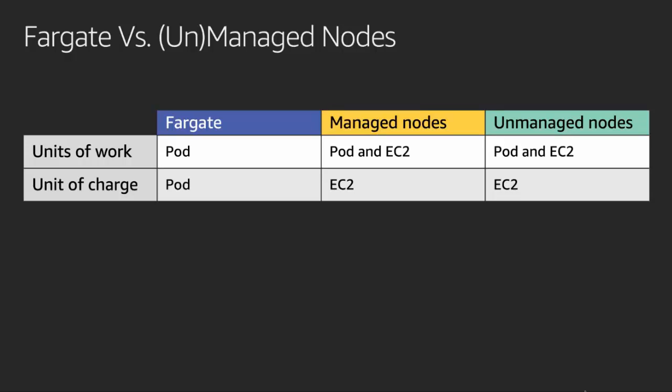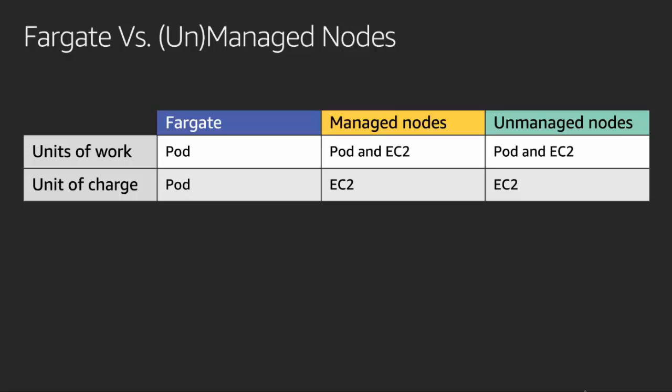So this short table is going to illustrate some of the key points where Fargate is different from managed or unmanaged nodes. So the first thing is that the unit of work and the unit of charge for Fargate is always going to be the pod. The pod is the only thing that you need to care about. For managed worker nodes or node groups and unmanaged nodes, you always have to deal with both the pods that you're deploying that describe your application and the EC2 instances that are running in your account.